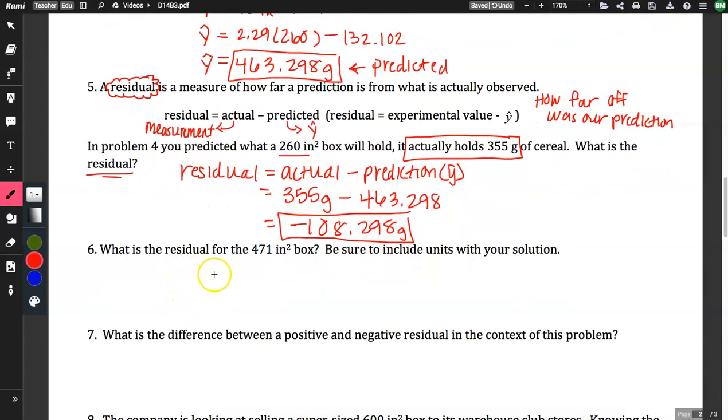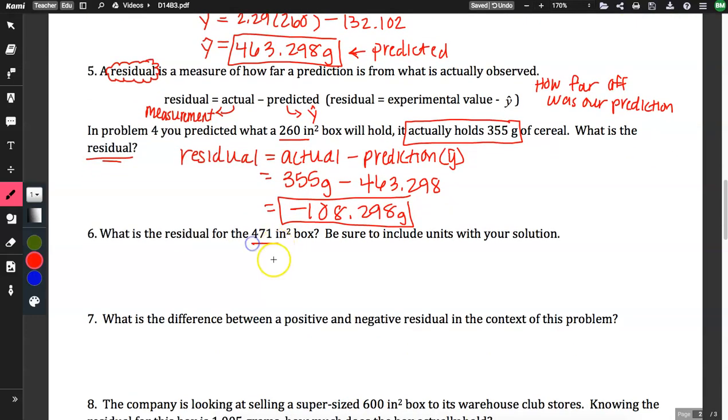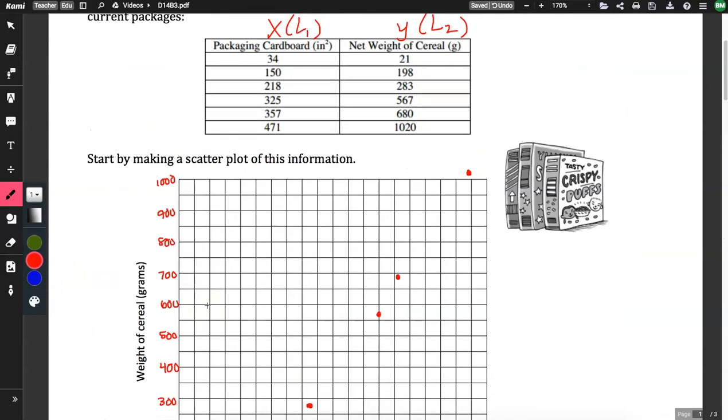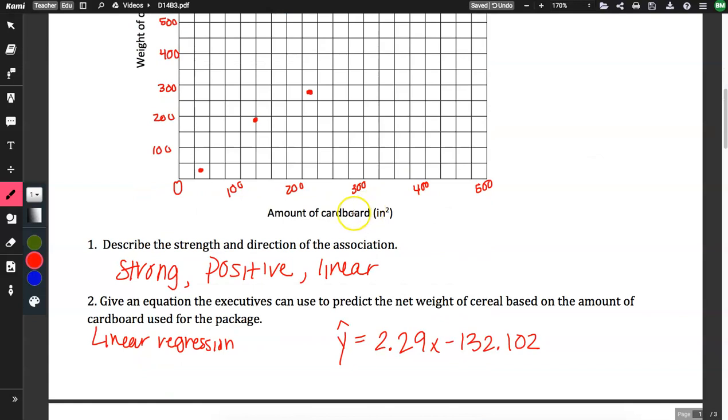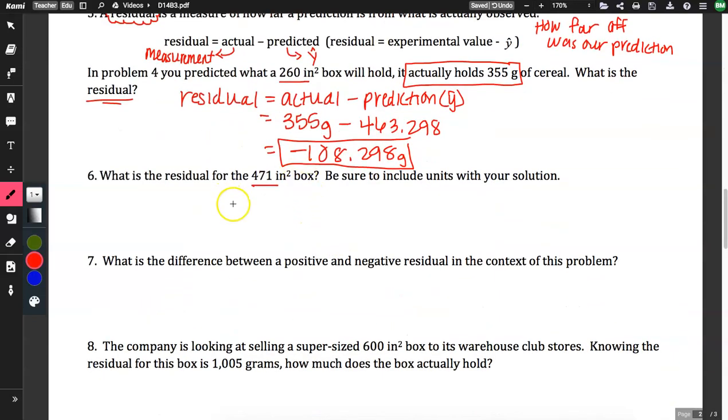So what is the residual for the 471 inch squared box? Be sure to include units. So we need to go back to our table. For 471, the actual amount that it held, these are measurements. They filled the box they created and weighed it. It holds 1,020 grams. So I'm just going to make a note, 1,020 grams. Be sure to include your units.